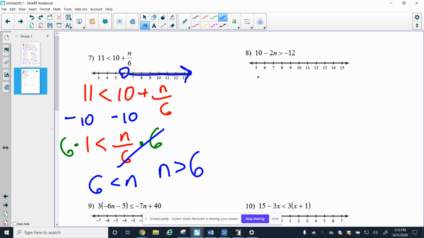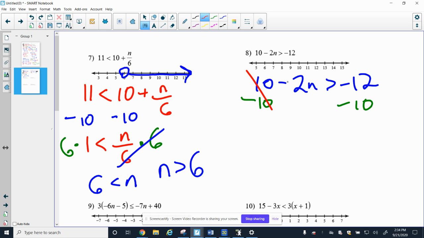All right, let's see how we did. So we have 10 minus 2n greater than negative 12. Okay, so first we want to get rid of the 10 in front. Okay, so it's a positive 10 in front. So check your work. Did you subtract 10 first on both sides? Hopefully you did. That would cancel these out. Notice we'd be left with negative 2n. It's greater than negative 12 minus 10, negative 22.